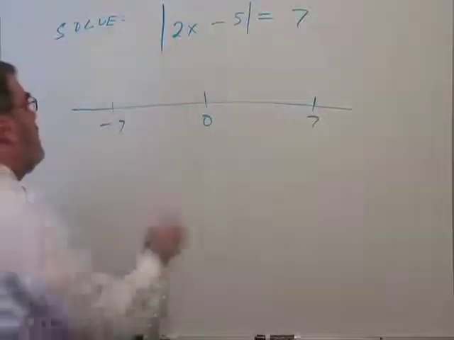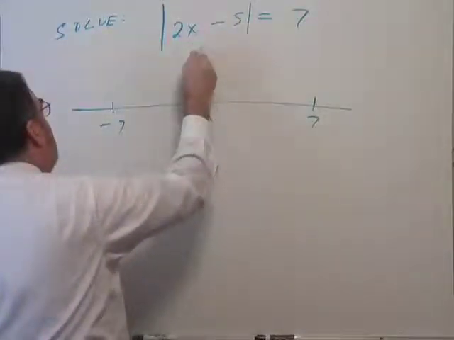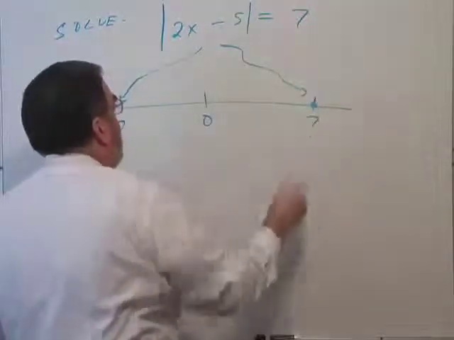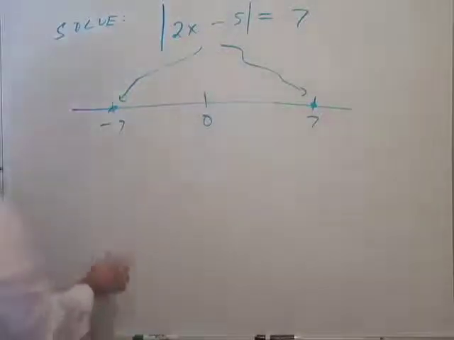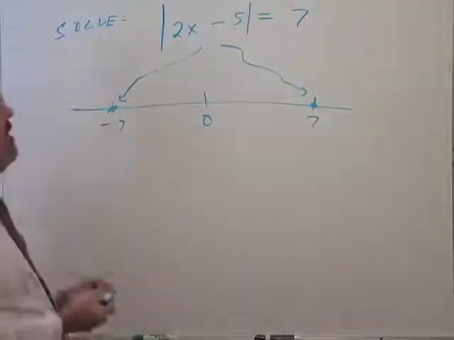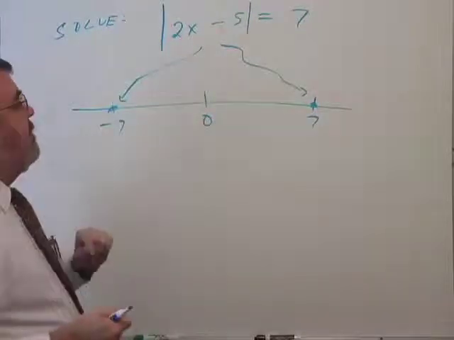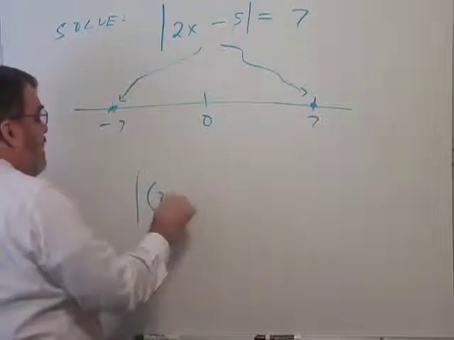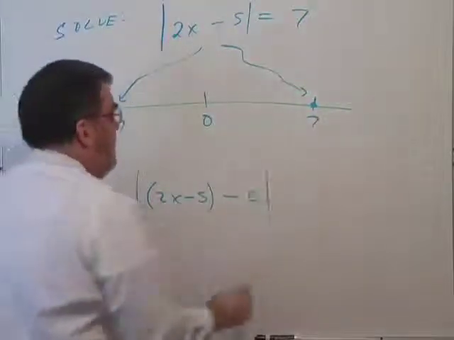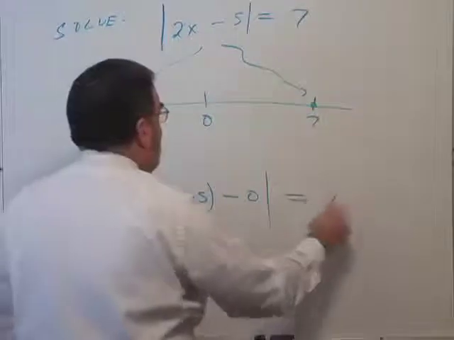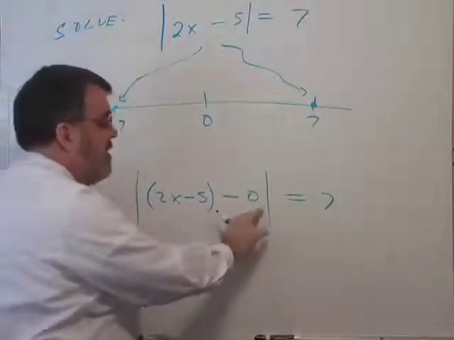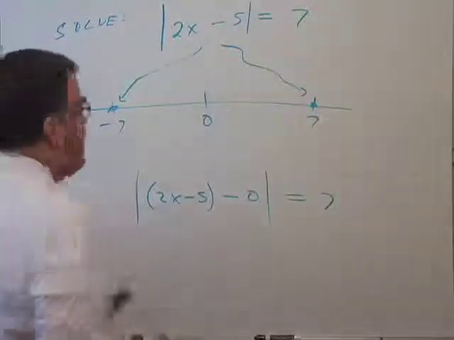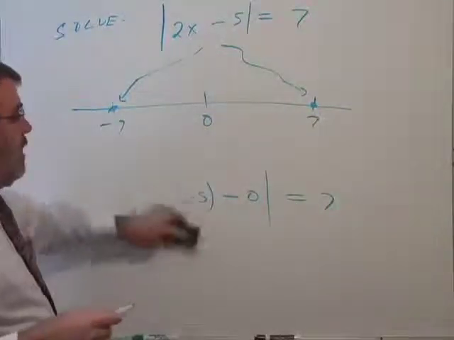And so this 2x minus 5 must appear here or there. This quantity itself is a distance of 7 from 0. To be consistent with how I was defining absolute value earlier, you could think of it this way: the distance between this quantity and 0 equals 7. But normally you wouldn't write all that stuff out. I just wanted to justify how I was showing this.